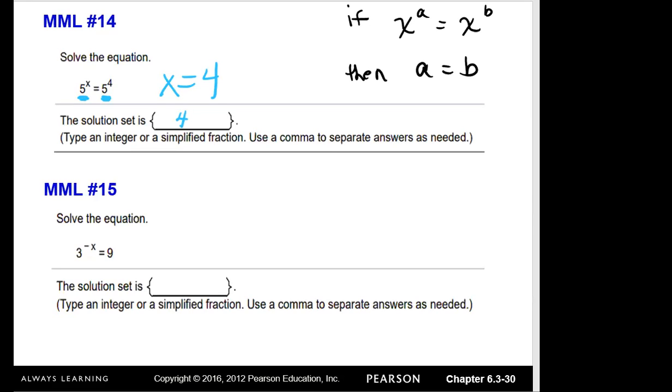Now, the next one, the bases are not the same. The base on the left is a 3 and the base on the right is a 9, but 9 is 3 squared. So I'm going to make them the same base, and now I have an x to the this equals an x to the that. So my this is equal to my that, and if negative x equals a positive 2, then a positive x equals a negative 2. You would just divide by a negative invisible 1. So the solution set is negative 2. That's it. And of course, they get more complicated as you go along.